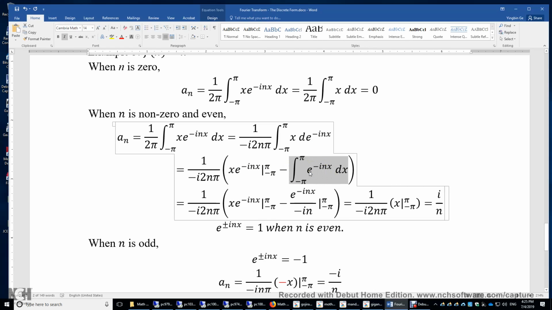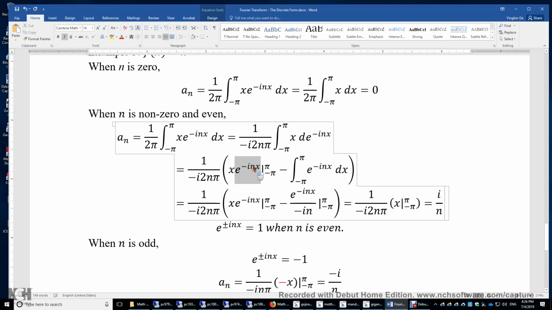If you look at e to the power of negative i n pi versus e to the power of i n pi, they are exactly the same, because if you take the ratio between e to the power of i n pi and e to the power of negative i n pi, you get e to the power of i n 2 pi. E to the power of i n 2 pi is 1. Therefore, it doesn't matter if you plug in pi or negative pi, you get the same value here. Actually, it's just 1. So if you integrate this, it's going to be 1 minus 1.